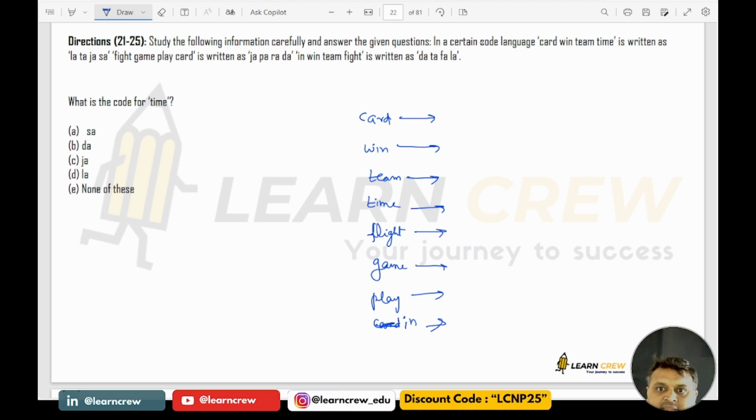Card is there in the first and last. In these two, what is common? The common is JA. So I can write CARD as JA. And win is there here. In these two, we have win. What is common? Win is there, team is there. Both are there.